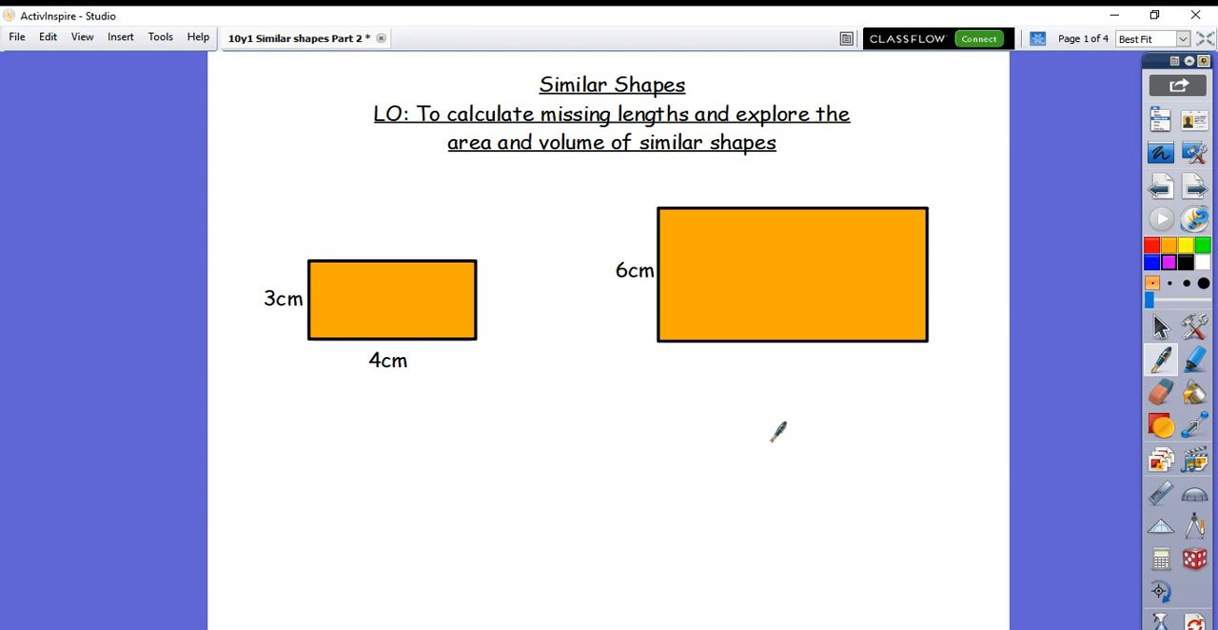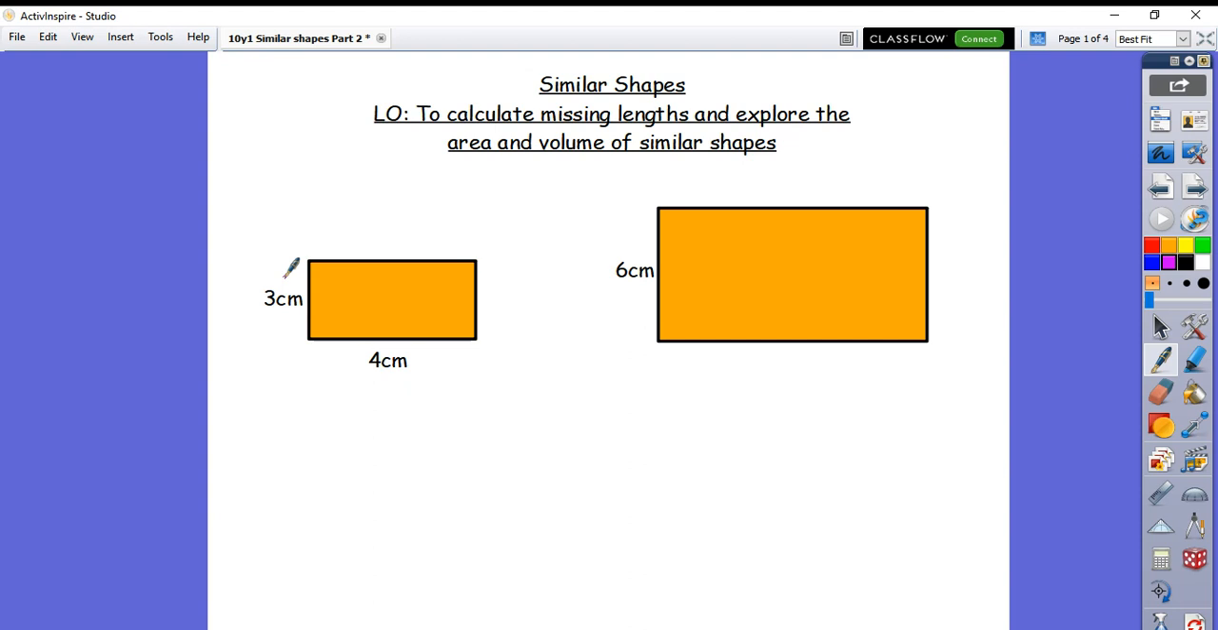We are going to have a look at similar shapes and we're going to move on from where we were last week. So a quick recap. Last week we had a look at working out the scale factor so we could then find out the missing lengths of a shape.